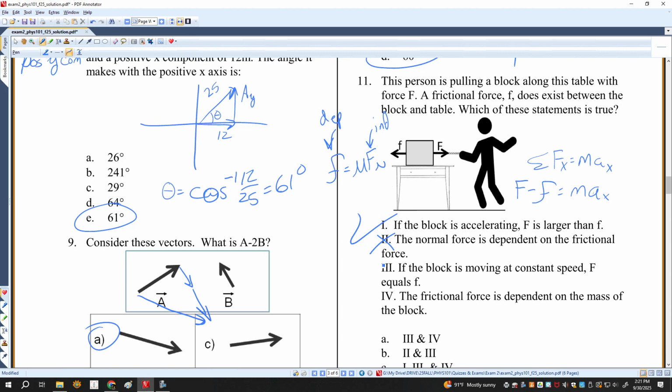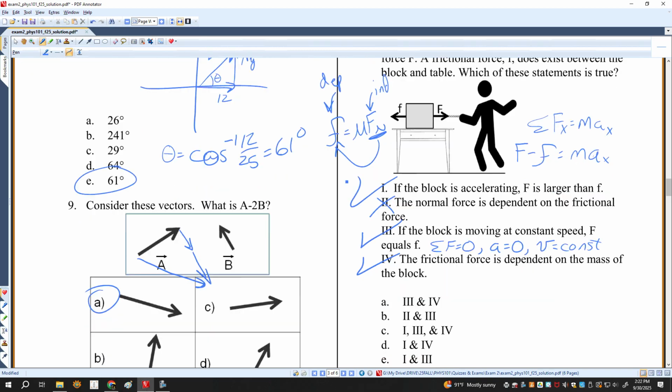The block is moving at constant speed, F equals f. That is true. If F is equal to f, that means the sum of the forces equals 0. That means that the acceleration is equal to 0, so v is constant. Frictional force is dependent on the mass of the block. That is true because the mass of the block will change the normal force and that will change the frictional force. It looks like we have 1, 3, and 4.